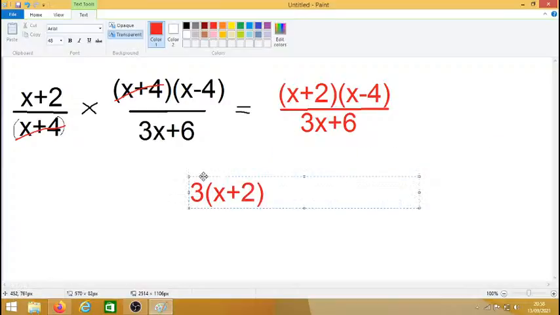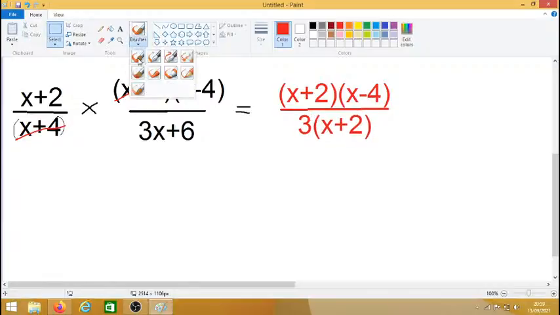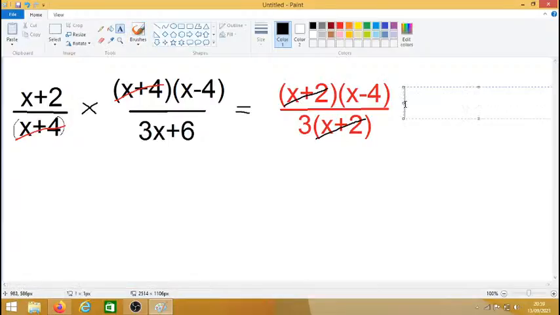So the 3x plus 6 wasn't really cancelling with anything, but if we put it into bracket form, factorize it with the common factor of 3, we see that there is something that cancels, and now that's a really nice answer because we've got only the x minus 4 on the top, and the 3 on the bottom.